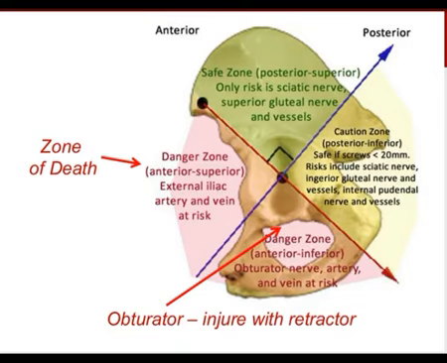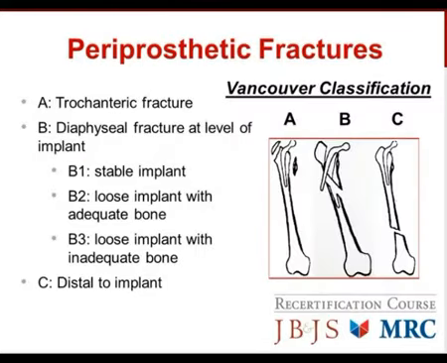The anterior inferior zone puts the obturator artery at risk. This can lead to significant bleeding, but this is rarely life-threatening. Periprosthetic fractures, this is a commonly tested topic. The Vancouver classification is the classification most commonly used when we're talking about periprosthetic fractures. A Vancouver A involves a fracture of the greater or lesser trochanter. A Vancouver B is a fracture around the implant, and these are the ones that are most likely to be tested. C-type fractures are distal to the implant and can be dealt with using standard techniques.